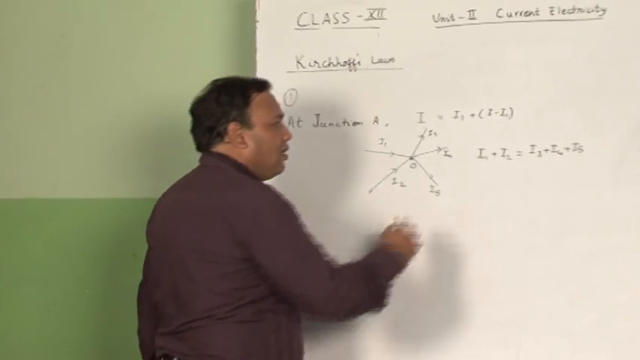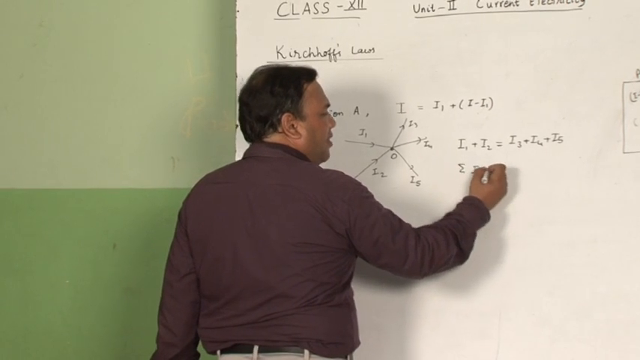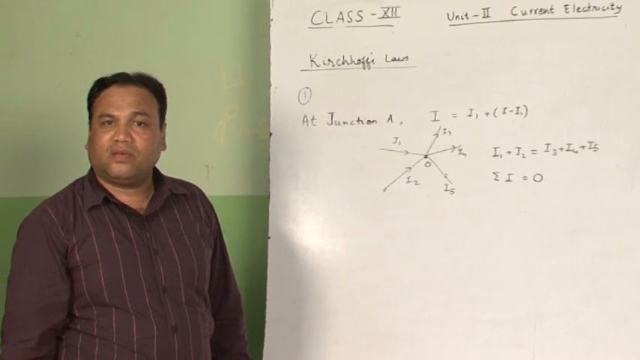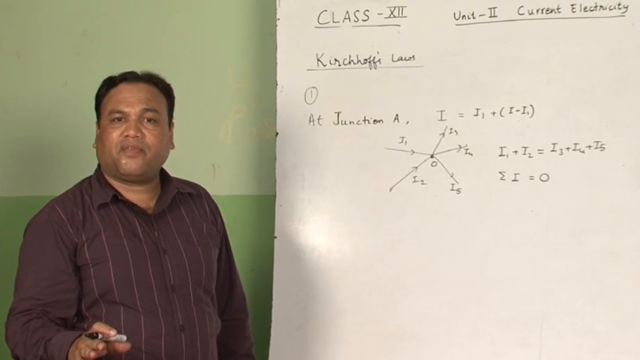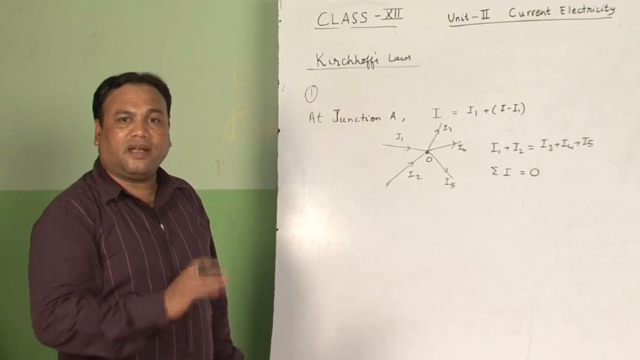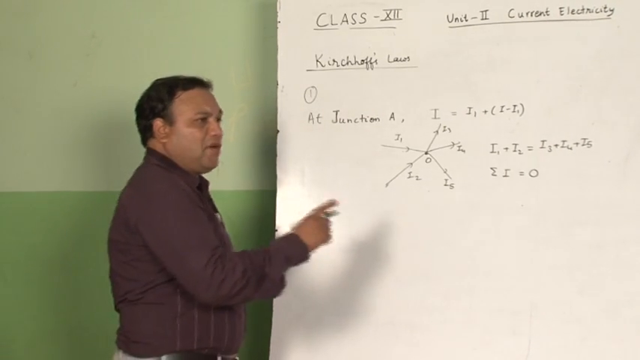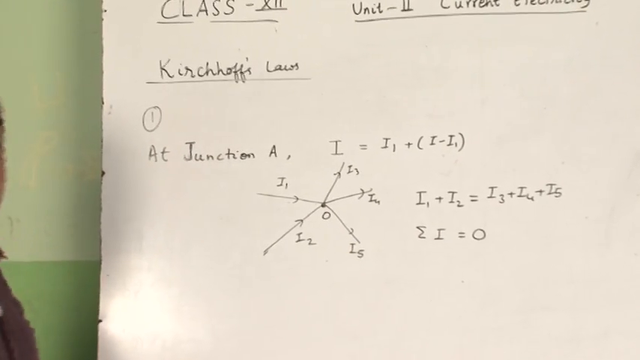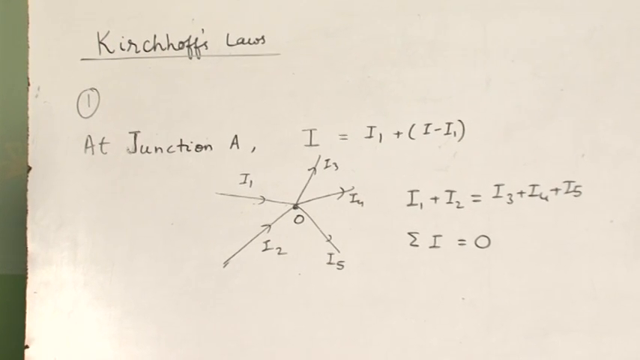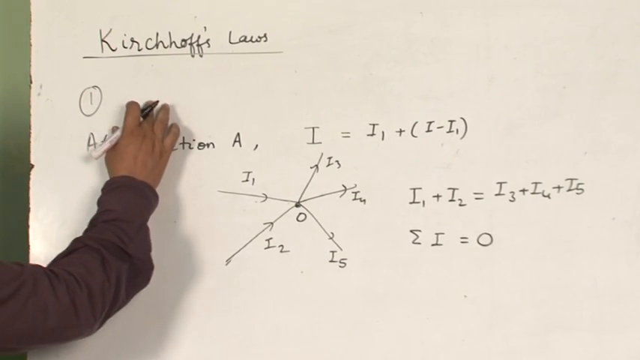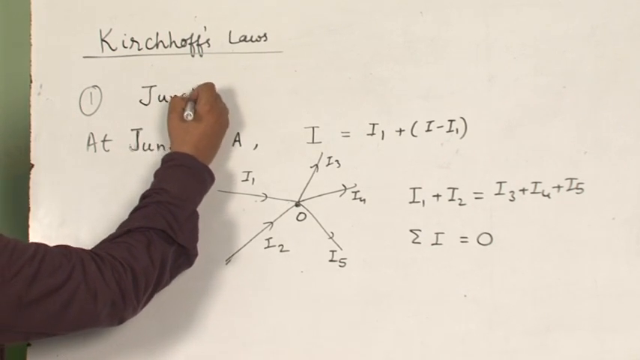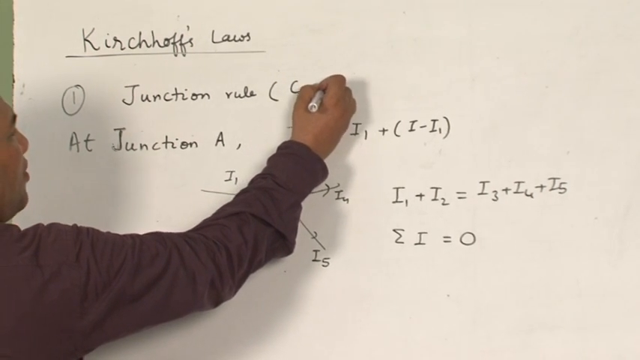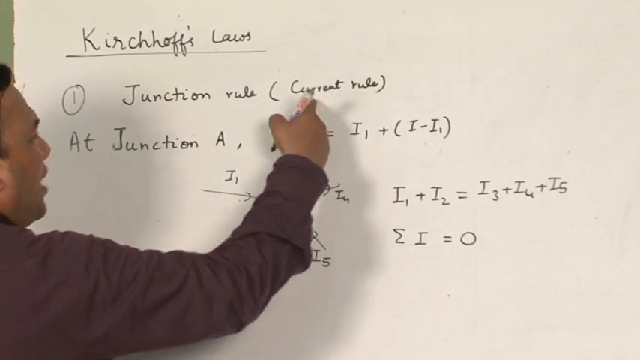In other words, if I take the algebraic sum of all the currents at a particular junction, it has to be 0. So the algebraic sum of currents meeting at a junction in an electrical network is always 0. When you apply this rule, you have to take those currents which are reaching the junction as positive and those currents which are leaving the junction as negative. Therefore, the name of the first law is the junction law, or junction rule. Another name is law of currents or current rule, because it is dealing with the currents.